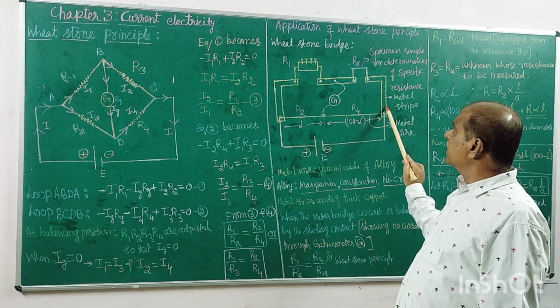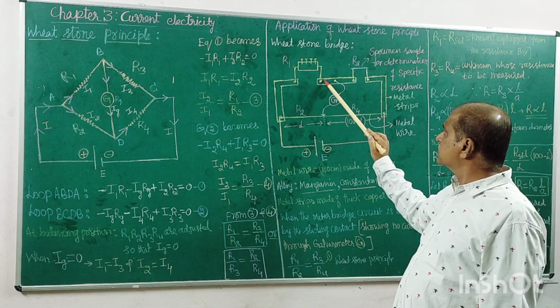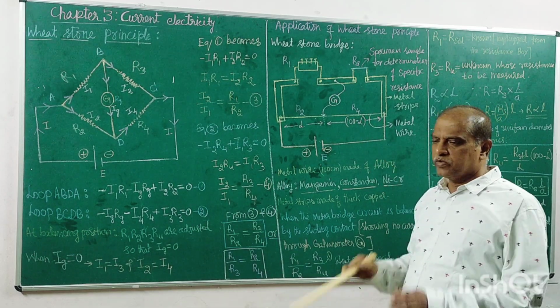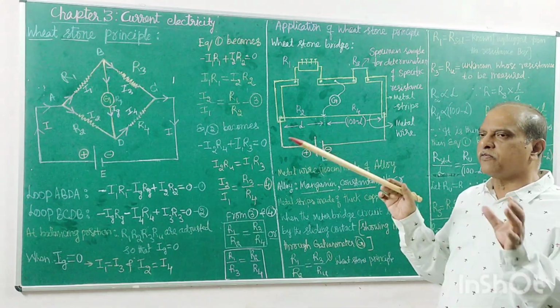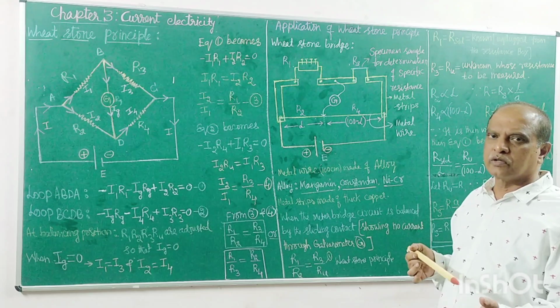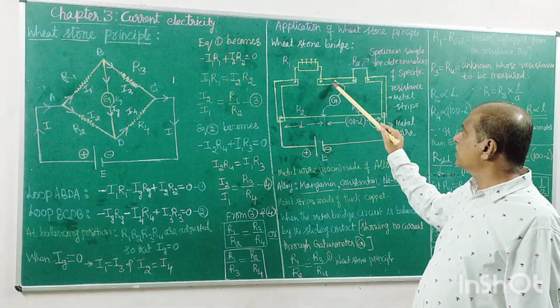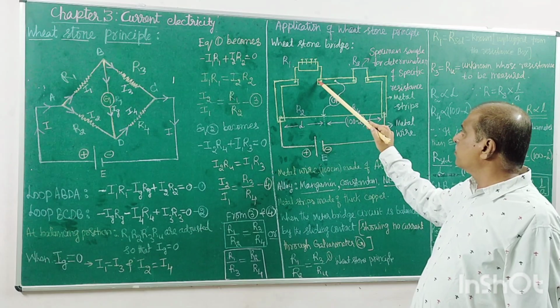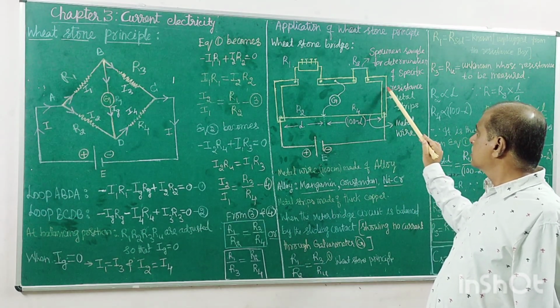And to increase the conductivity, it is made in this shape. It is a strip. Why a strip shape? Because it has more area of cross section. Higher the area of cross section, higher is the conductance. That is why, to increase the conductivity, it is made in the form of a metallic strip, thick copper metal of this kind.